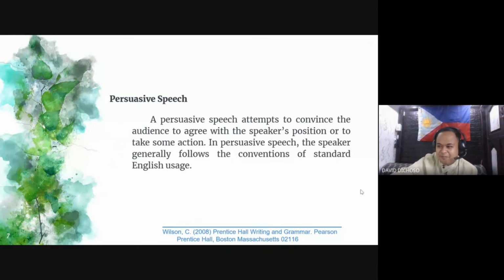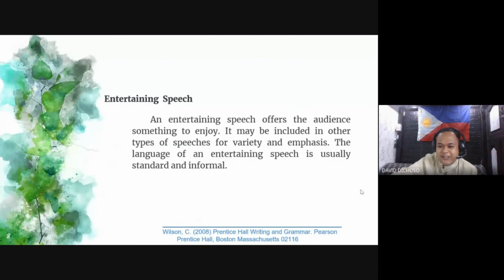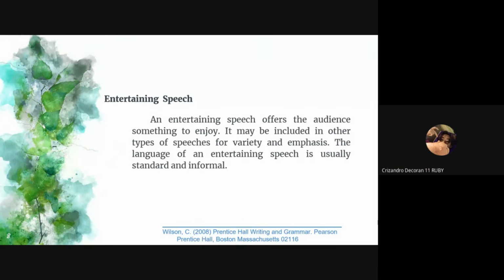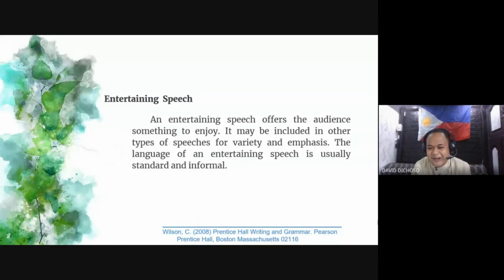Let's continue. Third type is entertaining speech. Anyone who would like to read this? Anybody? May I have Crisandro? Crisandro, go ahead. Entertaining speech. An entertaining speech offers the audience something to enjoy. It may be included in other types of speeches for variety and emphasis. The language of an entertaining speech is usually standard and informal. Thank you very much, Crisandro.